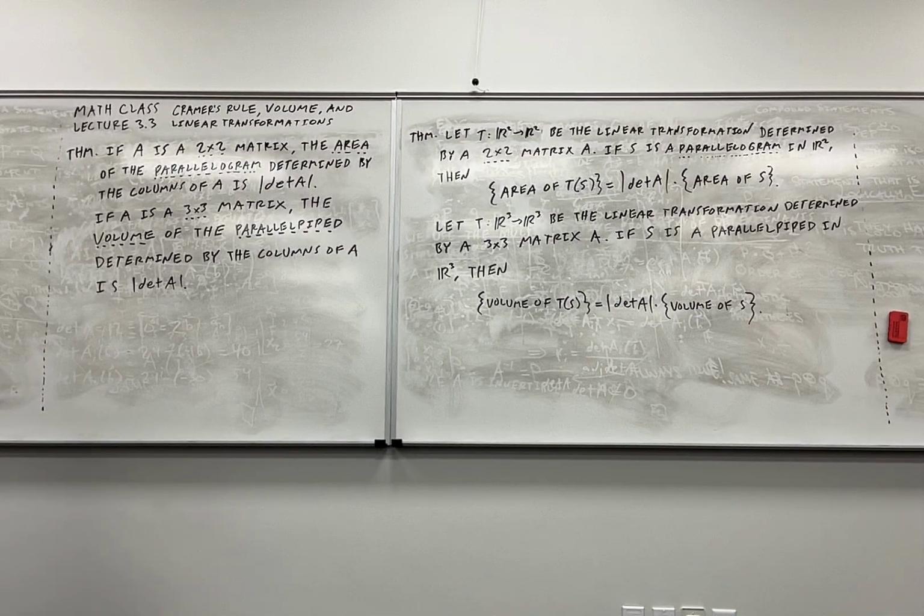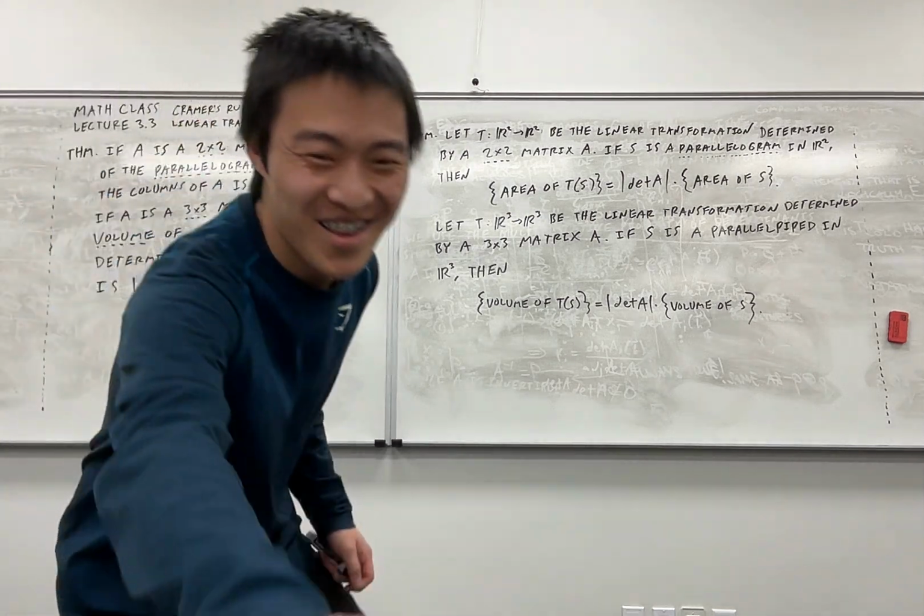Cool. Oh wait, yeah. What would you do if you were in 4 dimensions? Yeah, a 4-dimensional parallelogram. Counter question. What do you already know the answer is going to be? The determinant of A. The determinant of the columns of A.